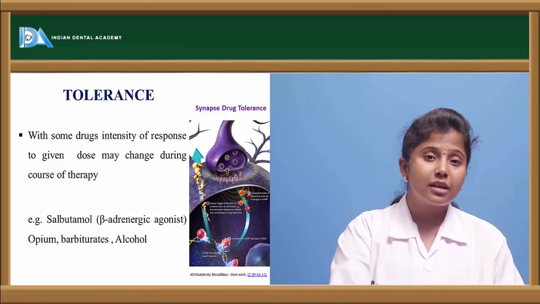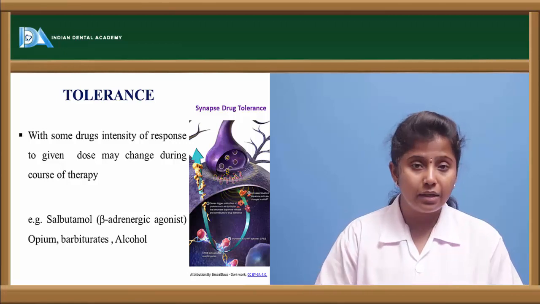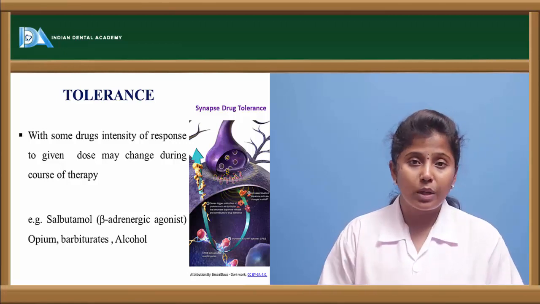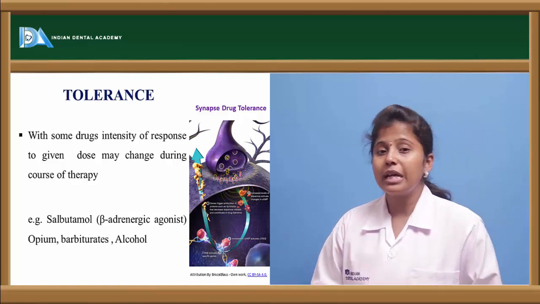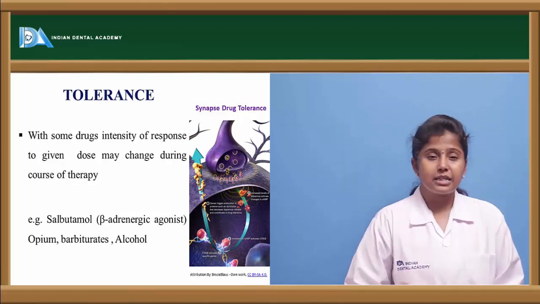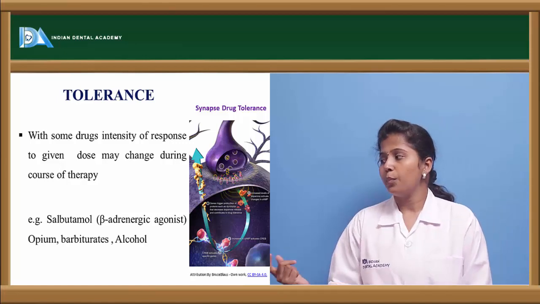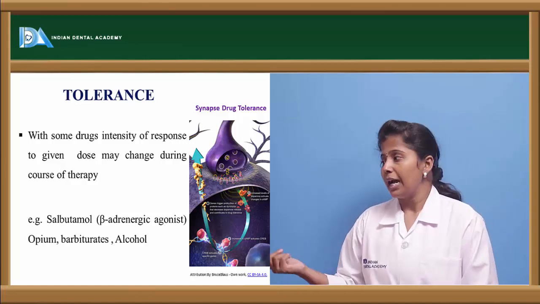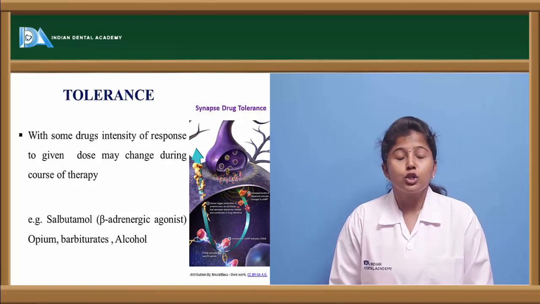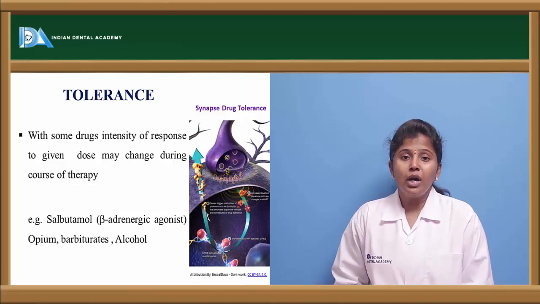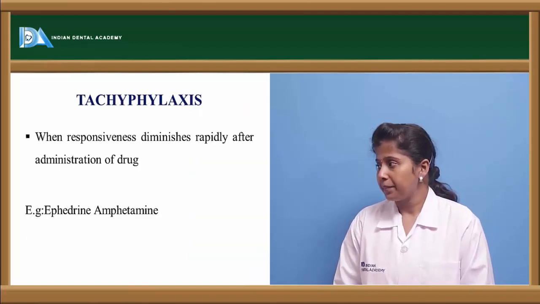That is the reason the dose of the drug should be increased. Only if the dose of the drug is increased will the drug response be altered. In this way, tolerance also affects the response to drugs. For example, drugs like salbutamol, opium, opioid analogs, barbiturates and alcohol all show tolerance in the body.